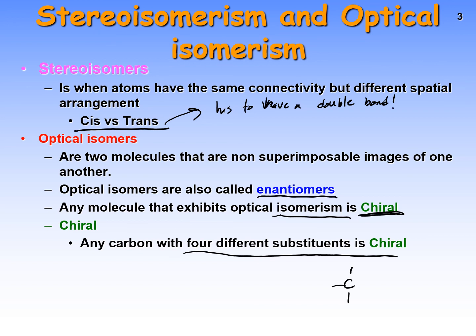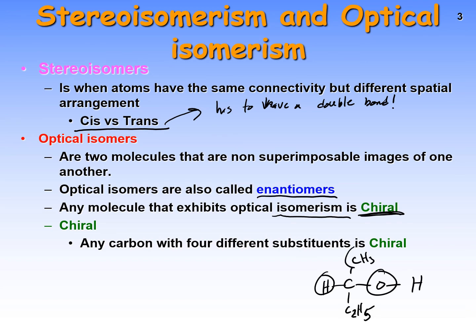So if we look at methane, methane is not chiral because we have 4 hydrogens. All of them are the same thing attached to the carbon. But if I change these hydrogens to other things, right? If I had a hydrogen there, an oxygen here, maybe a CH3 here, and then maybe a C2H5 there. Well, hey, this is different from this, which is different from this, which is different from that. This is a chiral carbon because the groups around it are all different from each other.